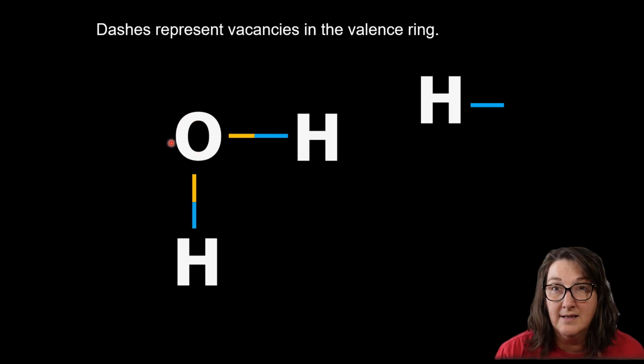Oxygen should have 2 things attached to it. So oxygen has 2 things, 1, 2, it does. Hydrogen should have 1 thing attached to it. So this hydrogen is attached here, this hydrogen is attached there, so everybody's happy.